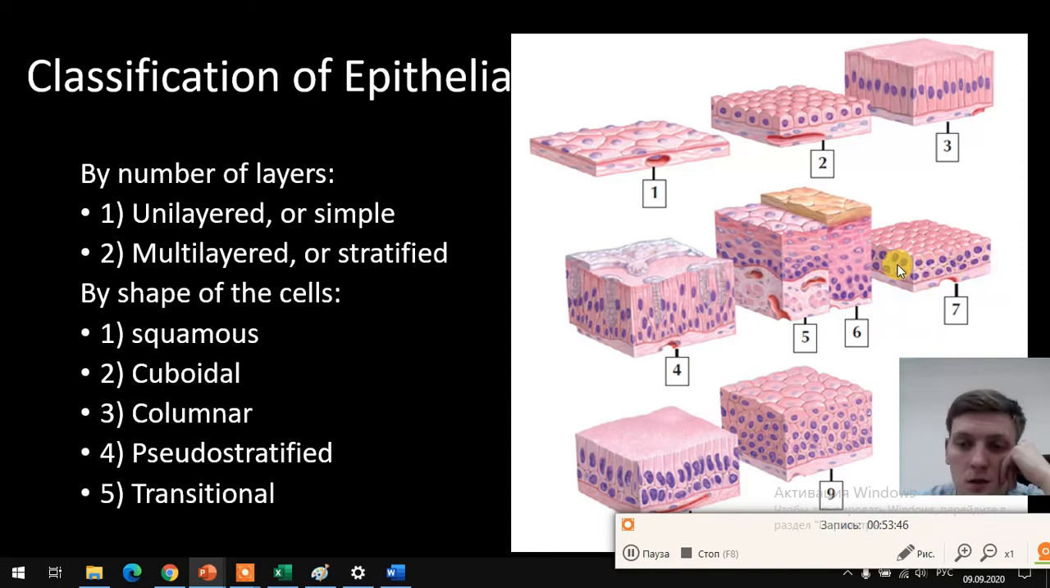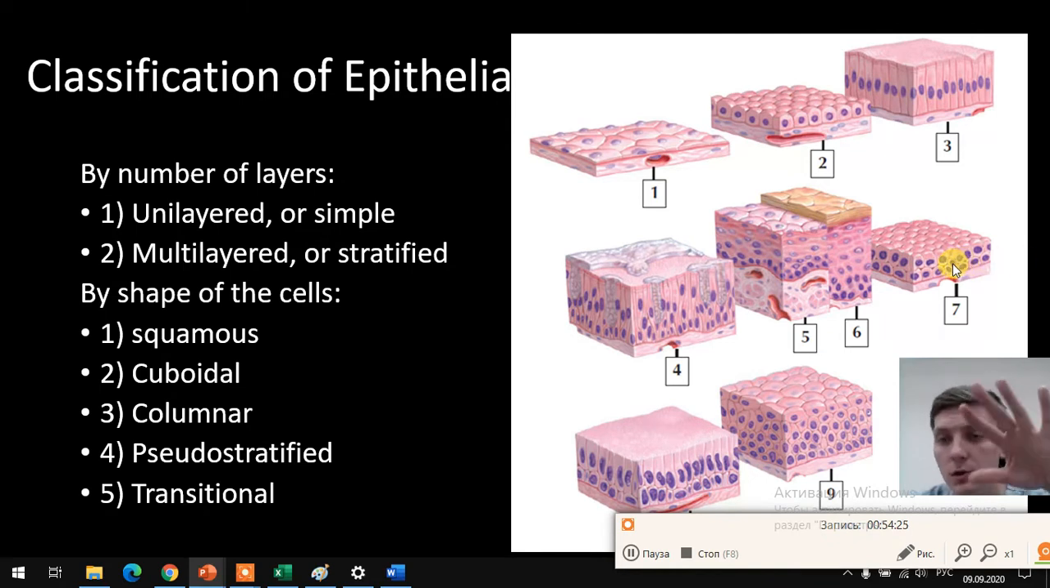Number 7 is stratified cuboidal epithelium. Stratified cuboidal epithelium is located in the ducts of glands, for example in salivary glands, the most outside located tubes are covered with this type of epithelia. It's necessary also to keep these ducts safe. This area of ducts is much safer than skin and the mucosa of the oral cavity, but still it's present.